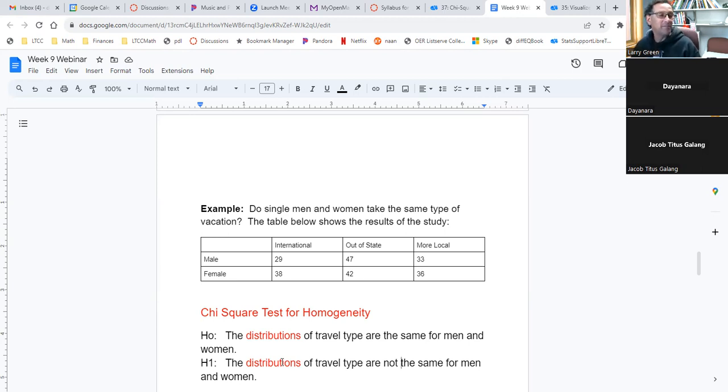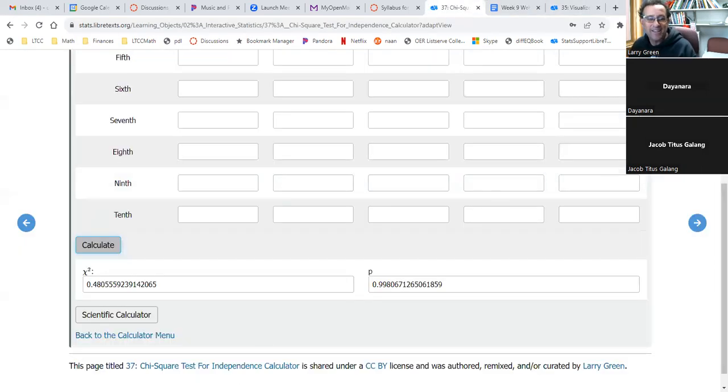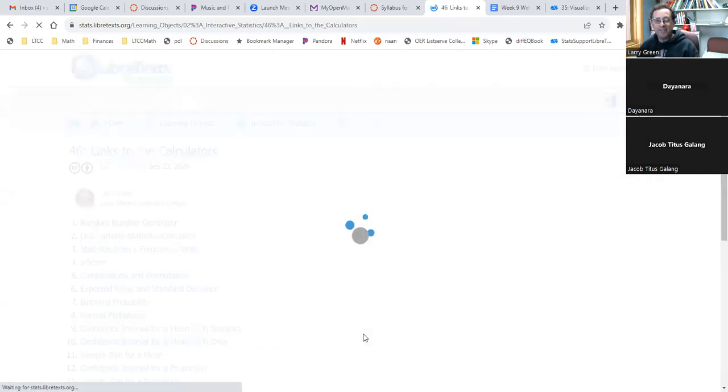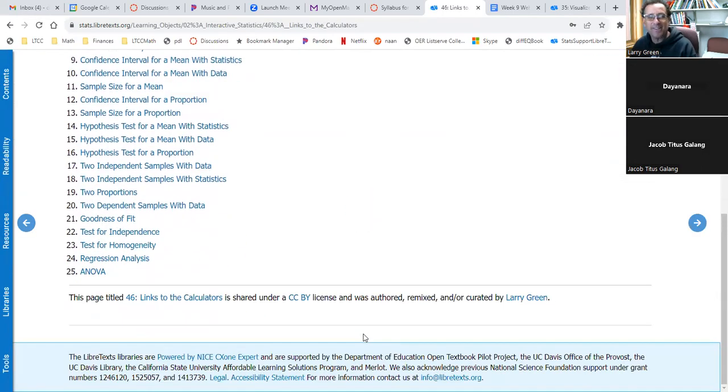Any questions on that? Okay, so that's a chi-squared test for homogeneity. So far, so good? What do you think the next step is? Yeah, we go to our calculator. And this one won't work. I can go back to the calculator menu. This should be obvious. Which calculator do we use? Yeah, number 23, test for homogeneity.